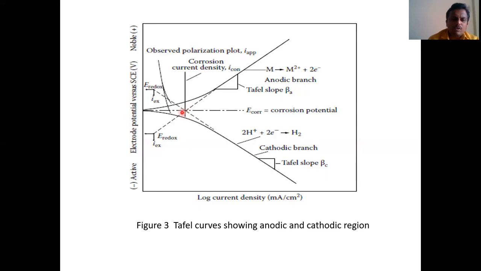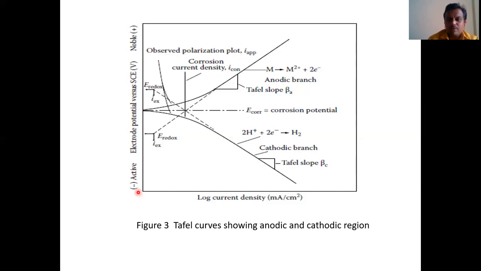It is a graph with electrode potential versus saturated calomel electrode in volts on the y-axis, and log current density in milliampere per centimeter square on the x-axis. When the potential goes toward the positive side, that means it is noble, that means there is more corrosion resistance. And when the potential is going towards the negative side, that means it is more active, that means it is prone to corrosion.